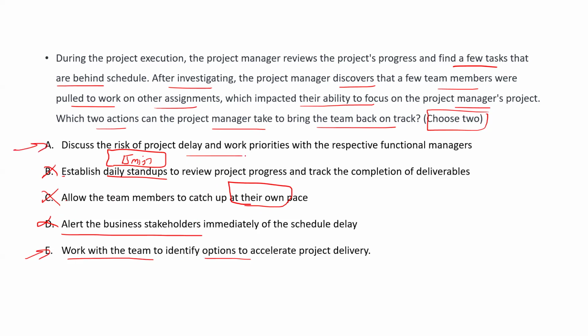Or discuss the risk of delay and work priorities with the respective functional manager, because the team is not doing anything by themselves. They have been pulled off by their functional manager. It means which type of organization structure are they working in? In matrix, which one? Strong matrix, weak matrix, or balanced matrix? Weak matrix, because the functional manager was able to pull the resource. If they were working in a strong matrix, the project manager would never lose the resources. Great, yes. So A and E were the correct answers. If you know these types of things, it will help you a lot to eliminate the wrong choices.